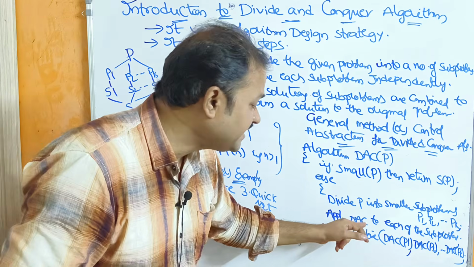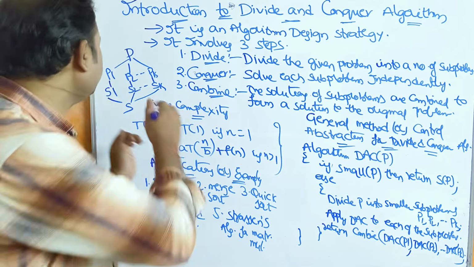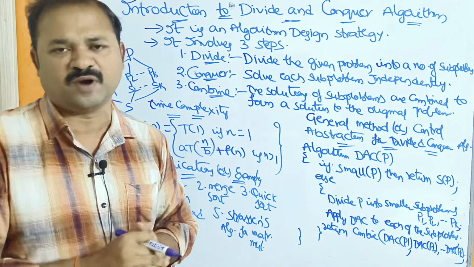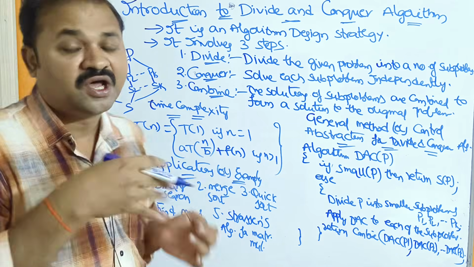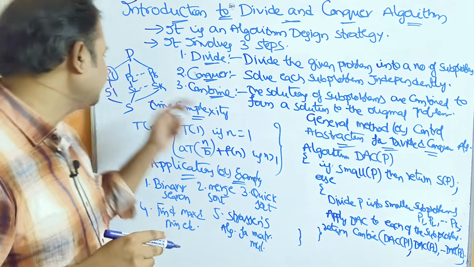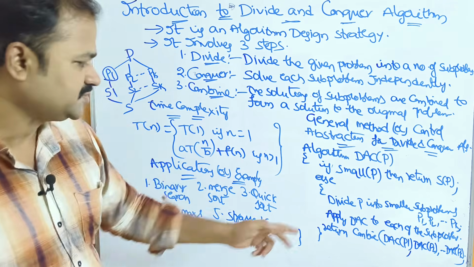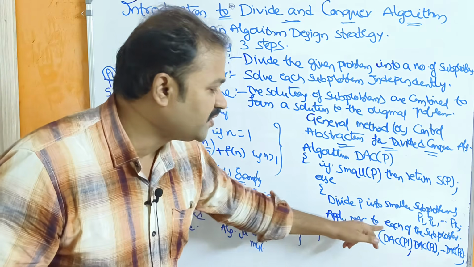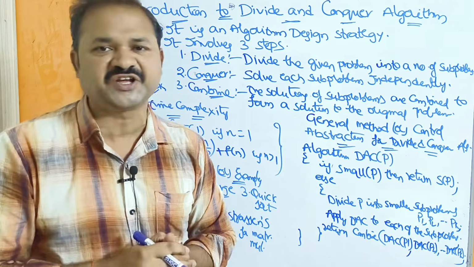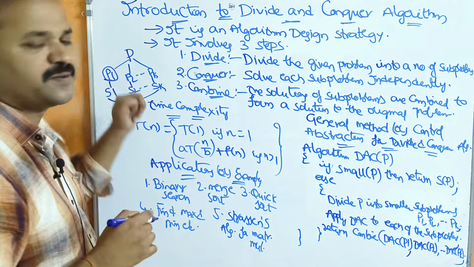Second, apply divide and conquer to each of the sub-problems. Let us assume that after dividing, P1 is also not a smaller problem. Assume that P1 is also a larger problem. Then again we have to apply the divide and conquer algorithm on P1 until it becomes a smaller problem. So apply divide and conquer to each of the sub-problems. This is nothing but the conquer step. After applying the algorithm, we will get the solution for each sub-problem.